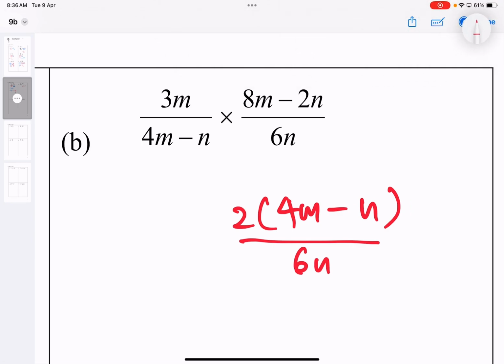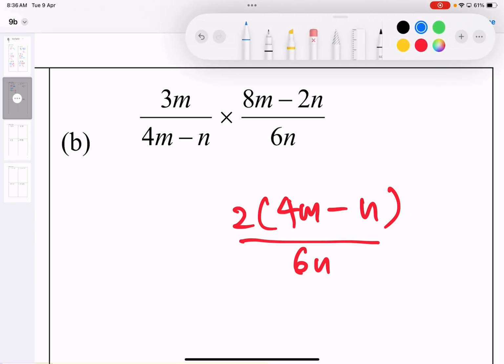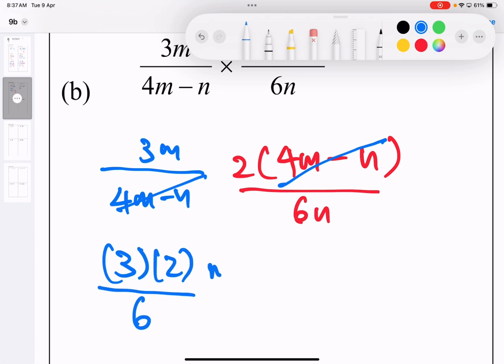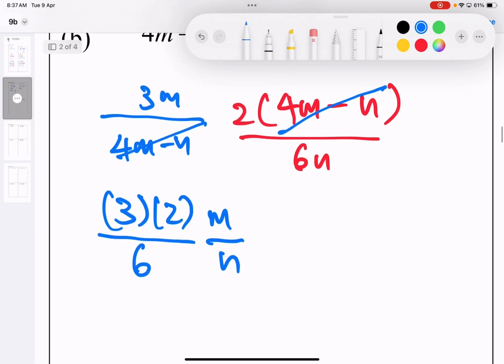Let's do the other side. I have 3m divided by, is there anything I can pull out? Nothing, because this is already in the simplest form. But, can you see that this and this is the same? This and this is exactly the same. So if they are exactly the same, we can cancel. So what is left behind is just 3, I put all the numbers together, 3 times 2 over 6, m over n. My final answer, just enter this in the calculator.